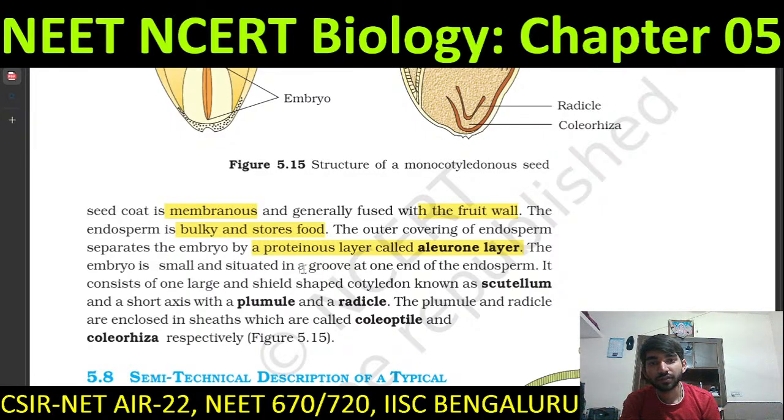Embryo is small and situated in a groove at one end of the endosperm. It consists of one large and shield-shaped cotyledon called as scutellum. So there is only one cotyledon. That is why it is called as monocot. Very easy to understand. And that cotyledon is called scutellum. Short axis with a plumule and radicle. Plumule and radicle are enclosed in a sheath called as coleoptile and coleorhiza. So coleorhiza is covering the radicle and coleoptile is covering the plumule or the stem precursor.